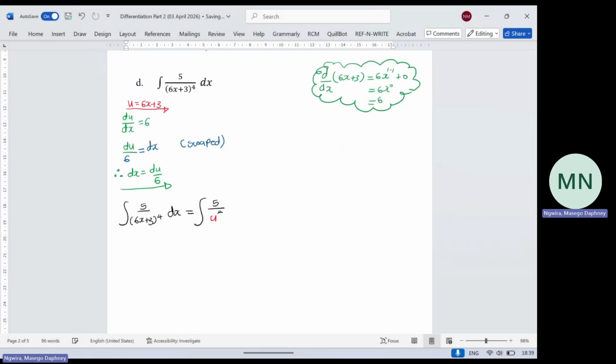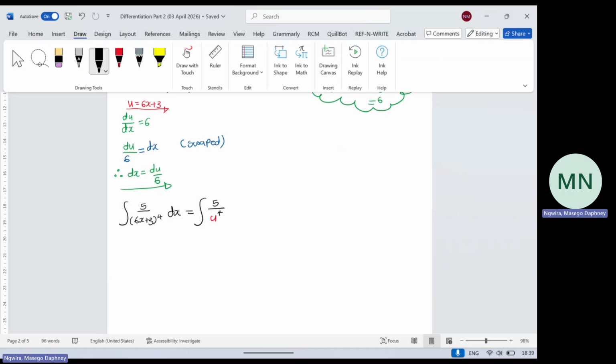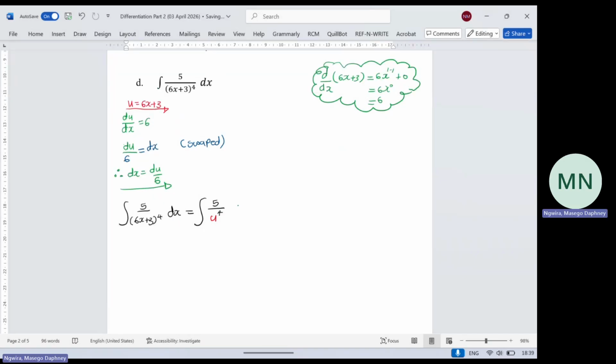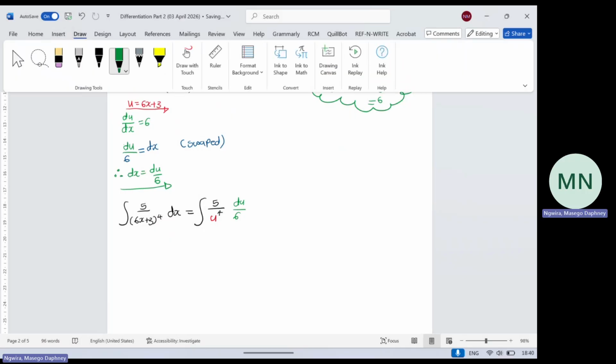I just substituted, and I haven't started integrating yet. And then dx, we said dx must be du over 6, so that's what I'm going to do. I am substituting, so my dx must be what? du over 6. Please note that I substituted. What did I do? I substituted.